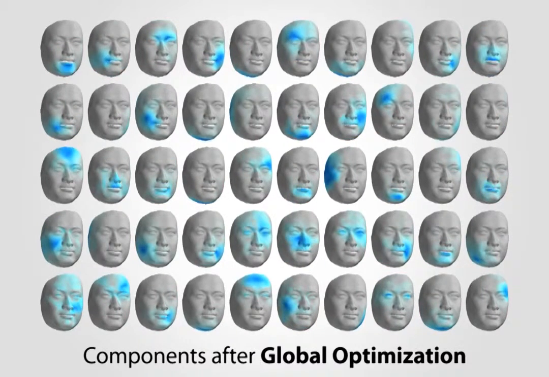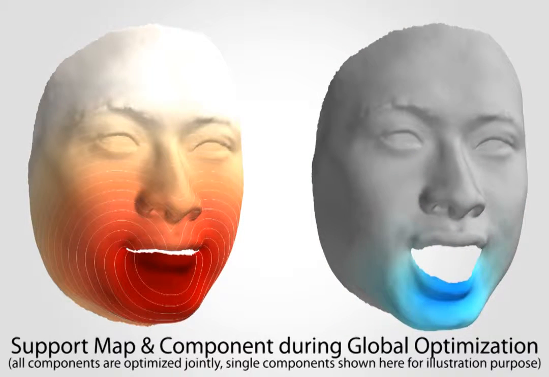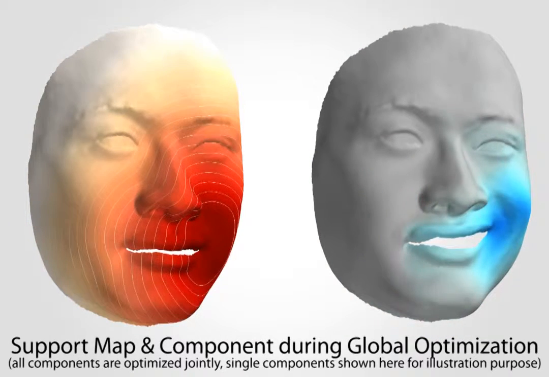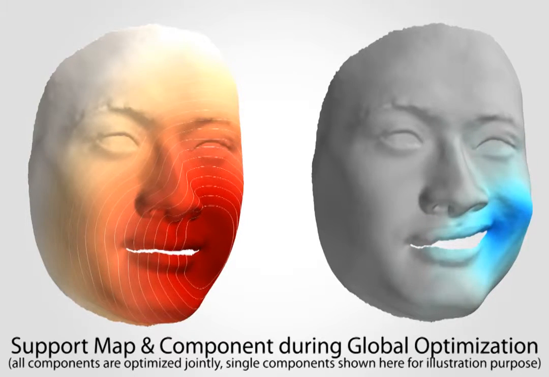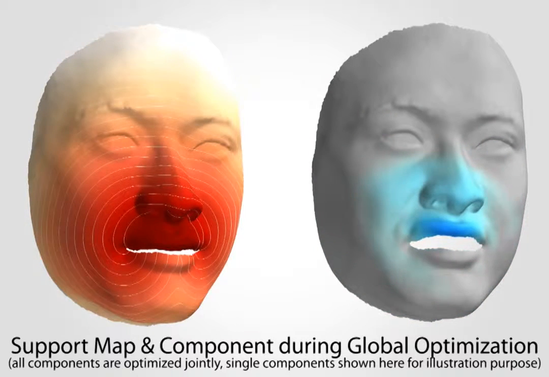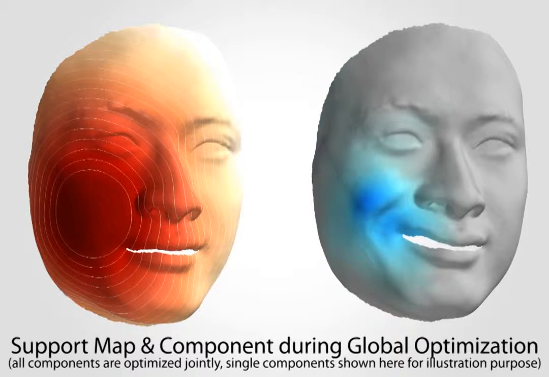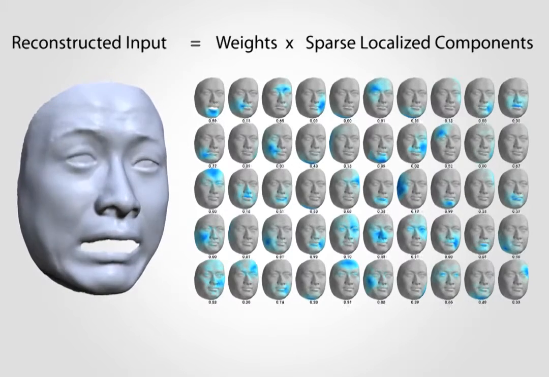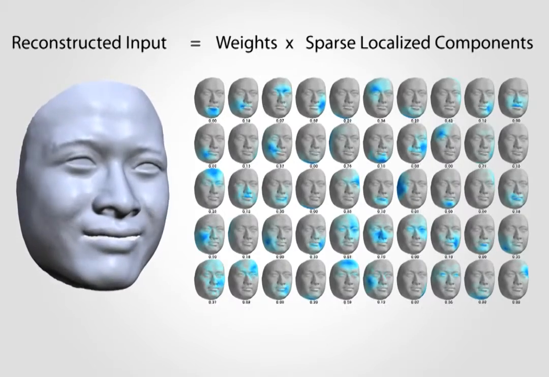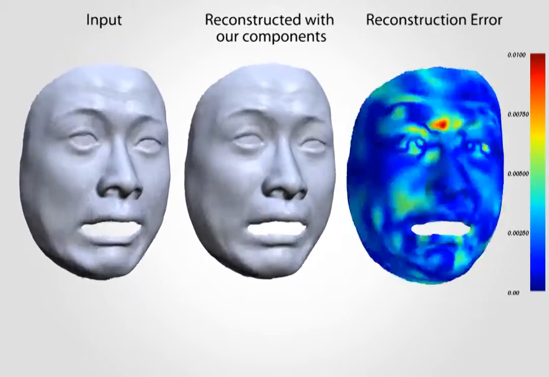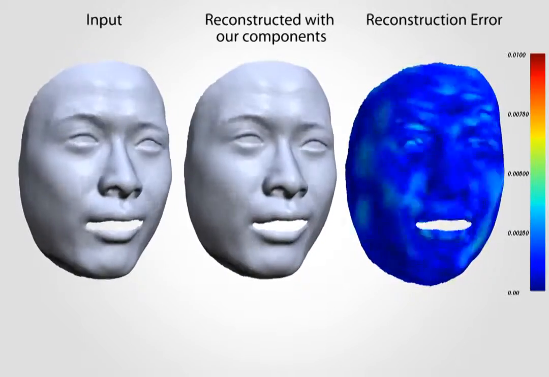We propose a global optimization approach that jointly maximizes sparsity, locality, and reconstruction accuracy. While our method refines all the components globally at each iteration, we show this procedure on a few components for illustration purposes. Every frame can then be reconstructed by a linear combination of the deformation components. This reconstruction also removes capture noise.